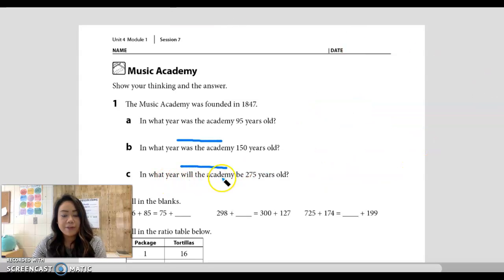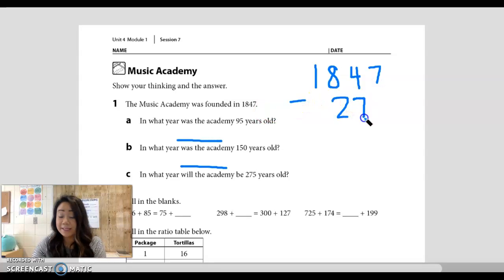C, in what year will the Academy be 275 years old? That's the same thing as these two. So again, I'm going to do 1847. And it doesn't make sense for me to do minus 275. That doesn't make sense because that would mean I'm going back in time. And we're not going back in time. We're trying to figure out in what year will the Academy be 275?